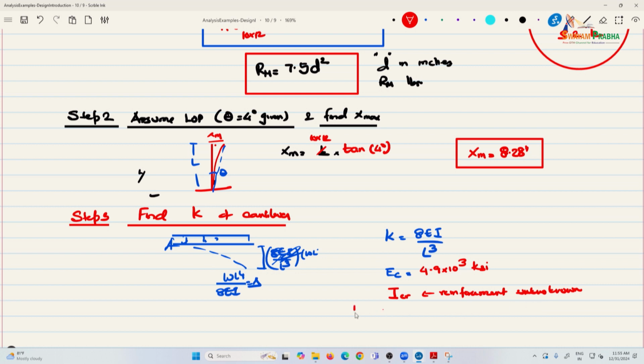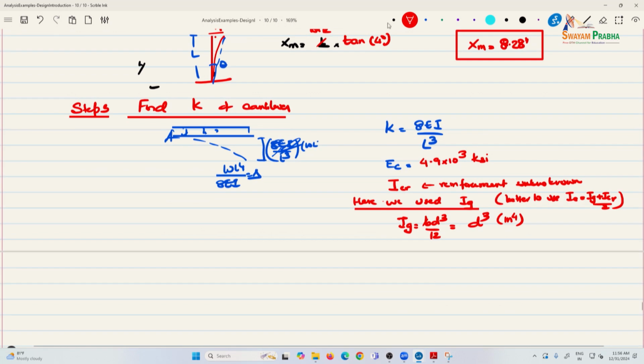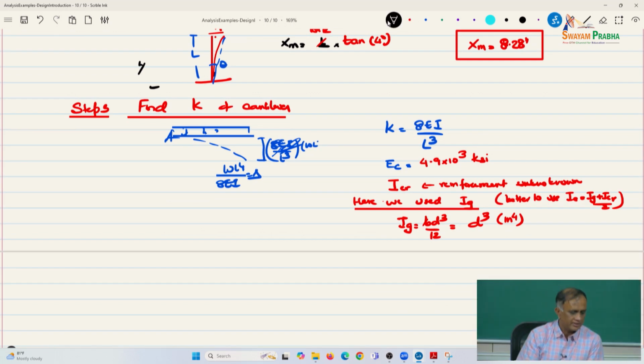So, here we used Ig, but let me make a note, better to use Ie, which is Ig plus the average. So, let us go with this. So, Ig is bd cubed by 12, which is basically a simplified form. This is d cubed, this is also 12 and 12. So, basically 12 d cubed in inches to the 4, making our calculations a little cleaner and simpler, but you can see the effect of it can change.